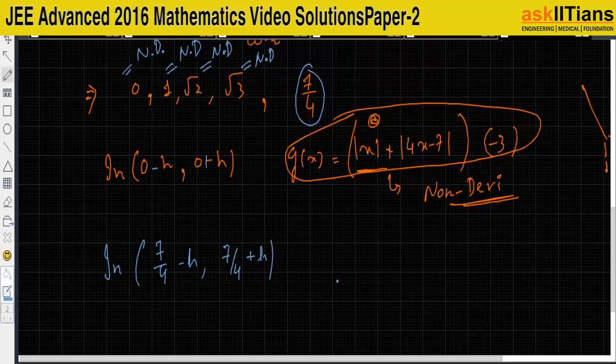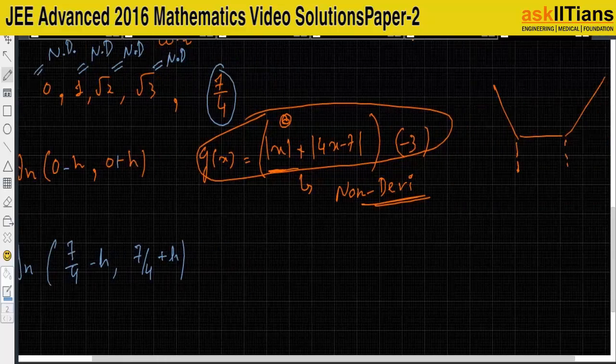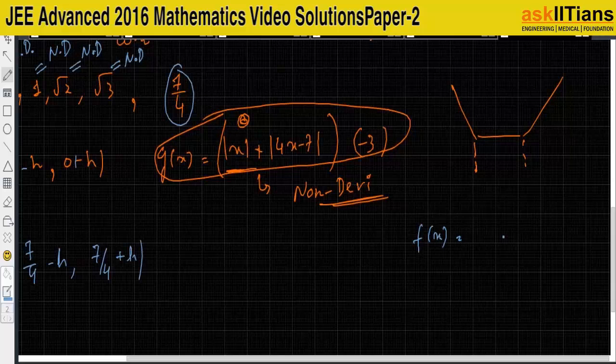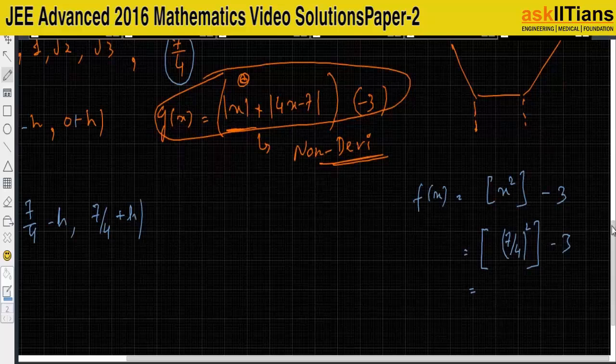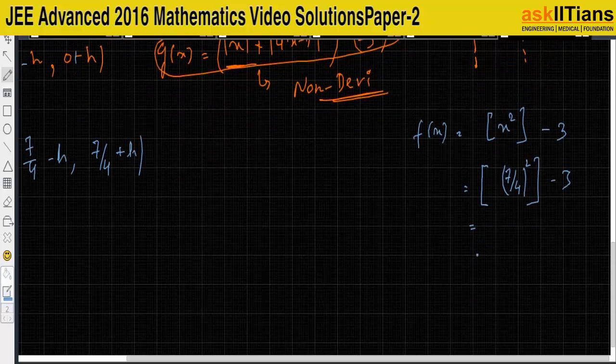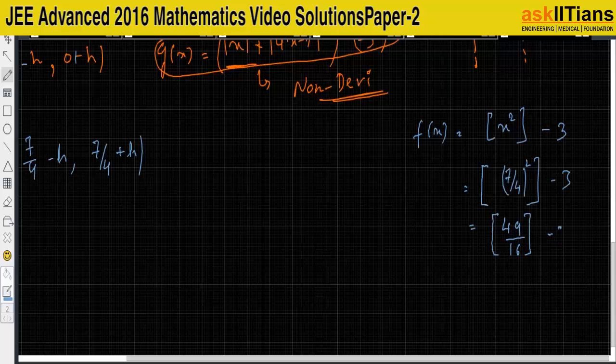Then in this interval, in the neighborhood of 7 by 4, what will be the value of fx? Fx is this thing minus 3. So in the neighborhood of 7 by 4, I'll get 7 by 4 whole square minus 3. So this will be something around 7 by 4 whole square, so 49 by 16, and this will be 3 point something. So if this is 3 point something, the greatest integer will be 3, so the value of fx will be 0.